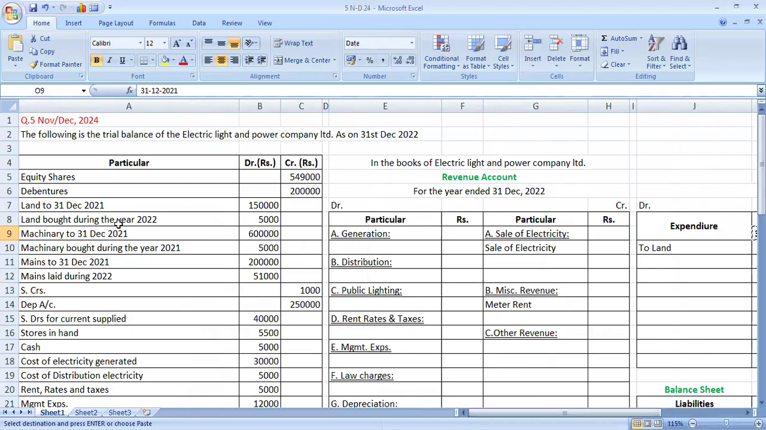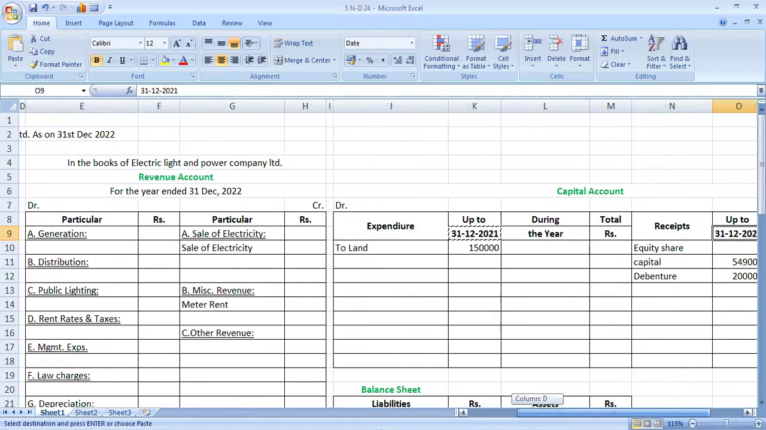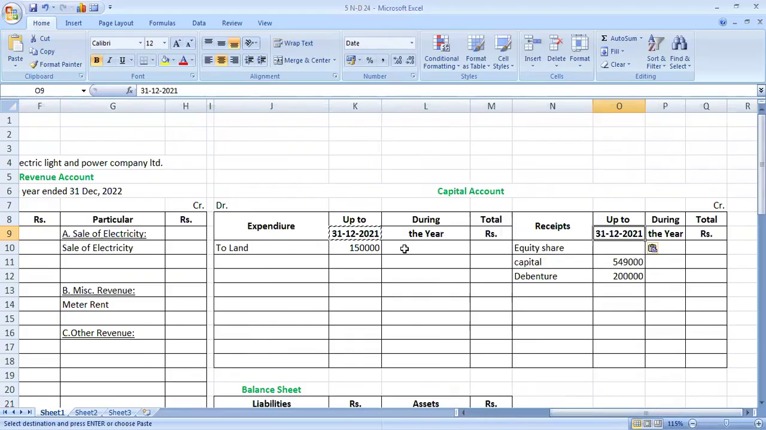Next, land bought during the year 2022. It means addition of land, rupees 5,000, goes to the capital account. During the year 2022, rupees 5,000, total rupees 1 lakh 55,000.